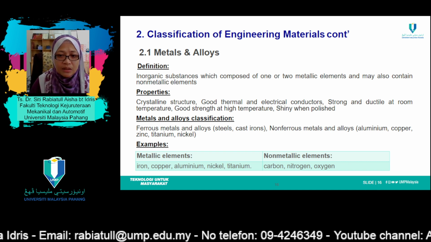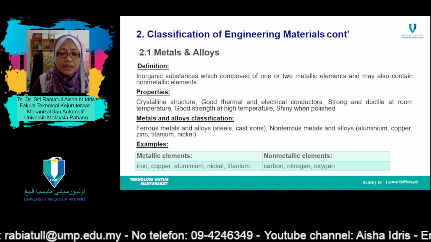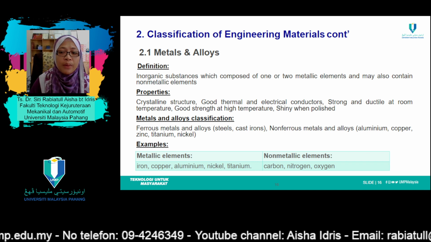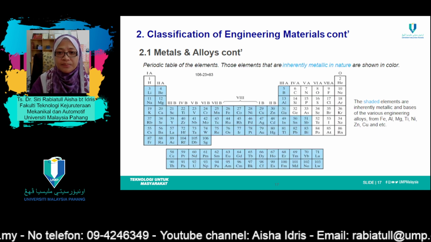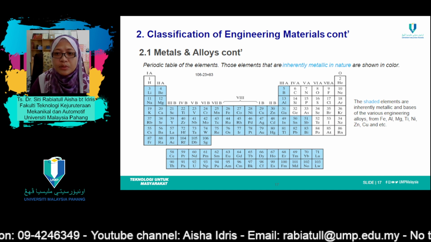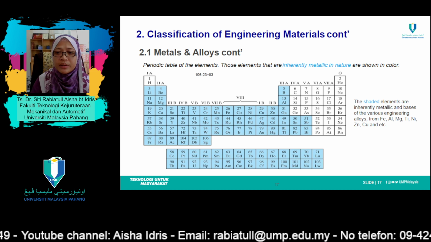Examples of metals and alloys include iron, copper, aluminium, nickel, and titanium for metallic elements. For non-metallic elements, there are carbon, nitrogen, and oxygen. If you refer to the periodic table, those elements that are inherently metallic in nature are shown in color.